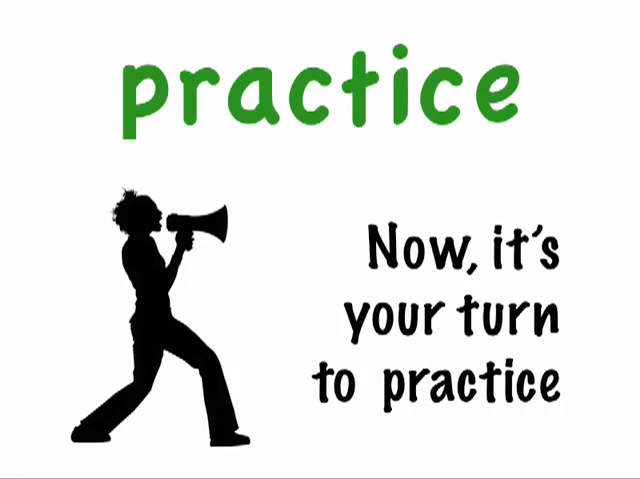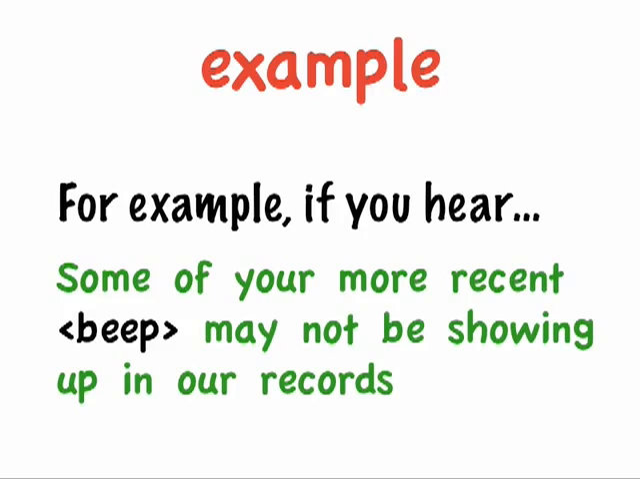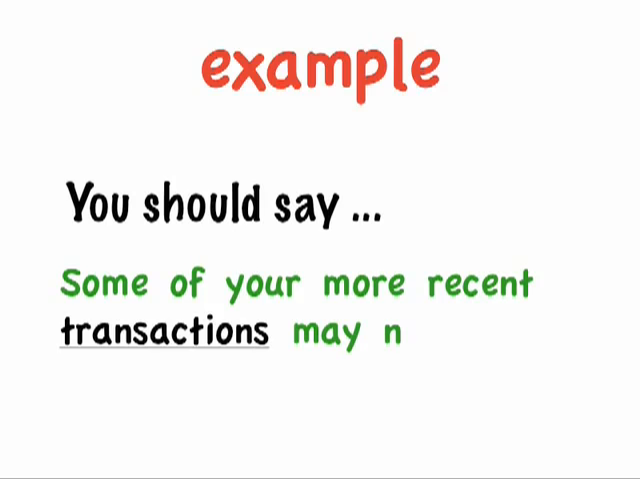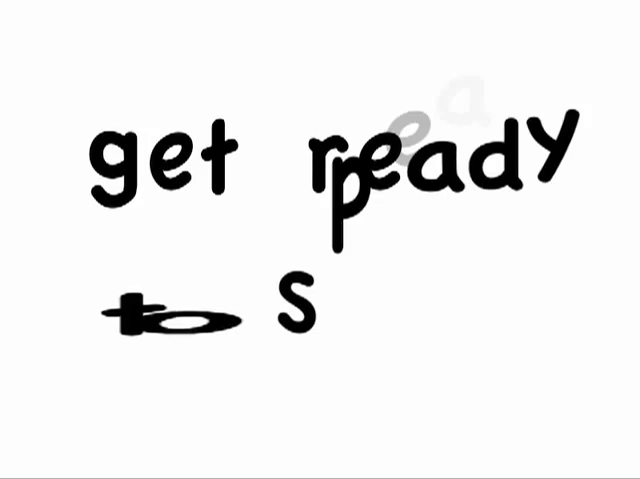Now it's your turn to practice some of the words we have studied in this episode. You'll hear a series of sentences with a word blanked out or replaced with a beep. Repeat the whole sentence, but say the missing word. For example, if you hear, Some of your more recent, beep, may not be showing up in our records yet, you should say, Some of your more recent transactions may not be showing up in our records yet. We'll play an example answer after each exercise. Are you ready? Let's begin.